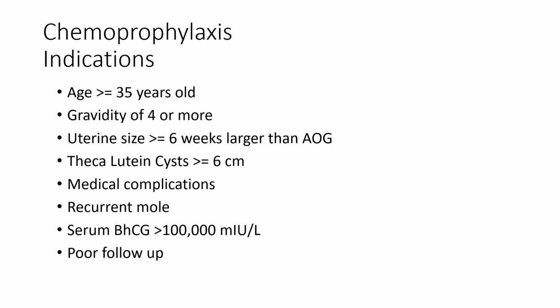Indications for chemoprophylaxis are as follows: age greater than or equal to 35 years old, G4 or more, uterine size greater than or equal to 6 weeks larger than AOG, theca lutein cyst of more than 6 centimeters, any presence of medical complications, recurrent mole, a serum beta HCG of more than 100,000, and poor follow-up.